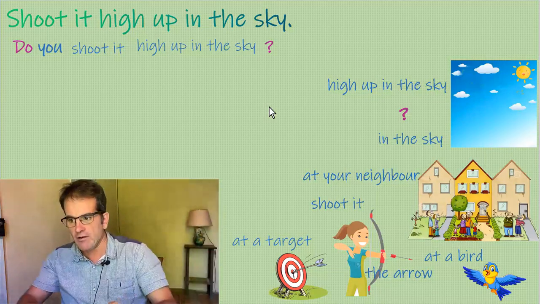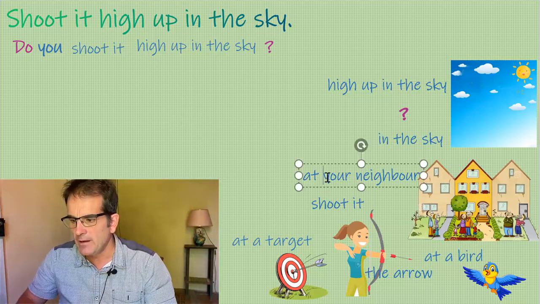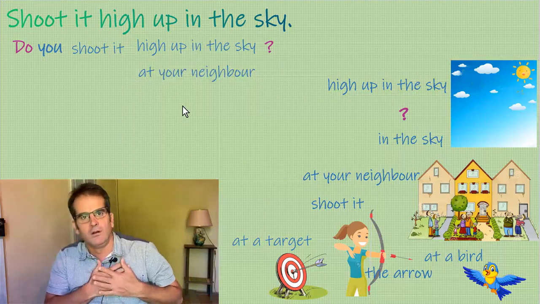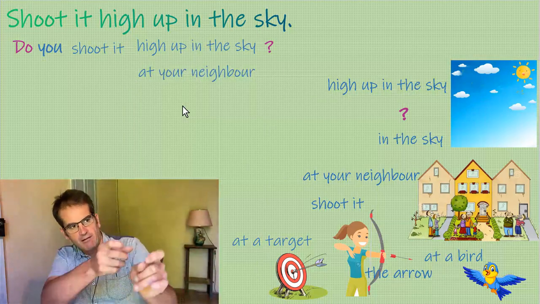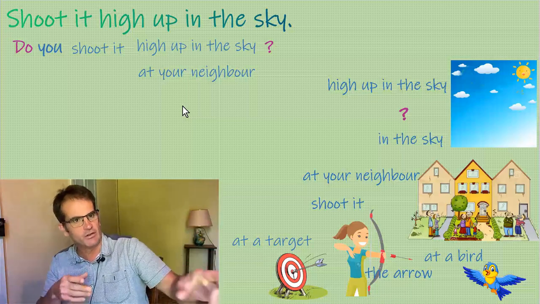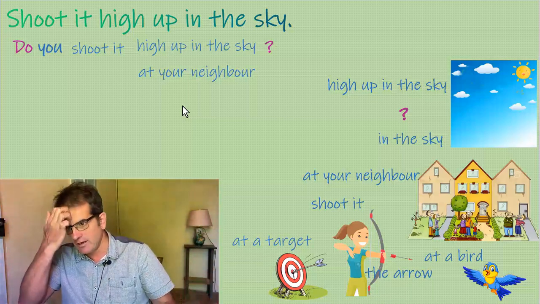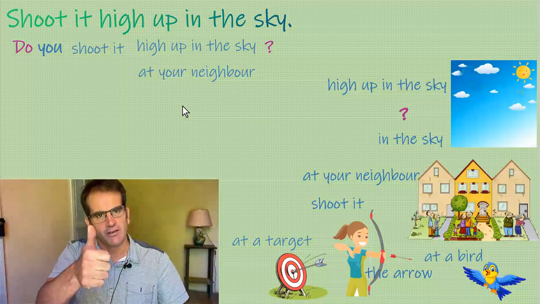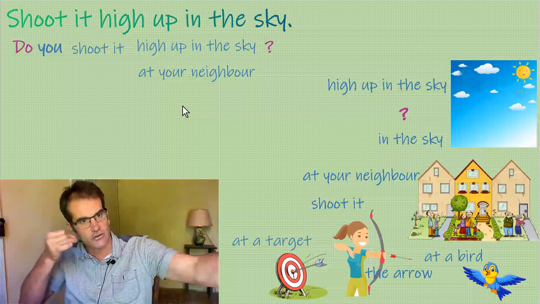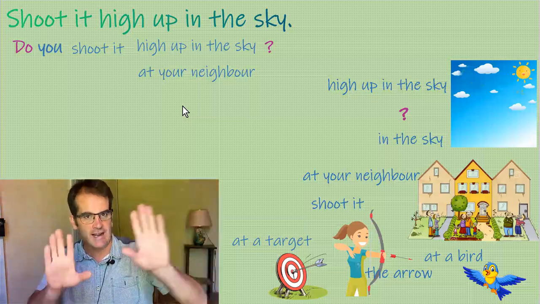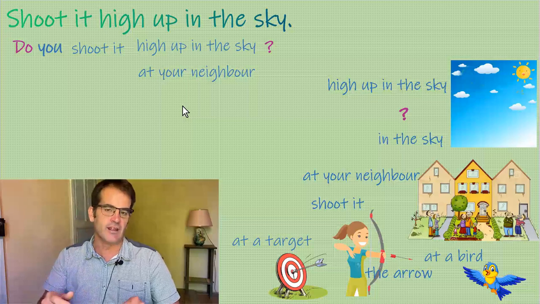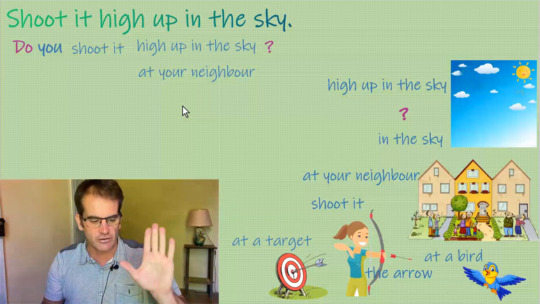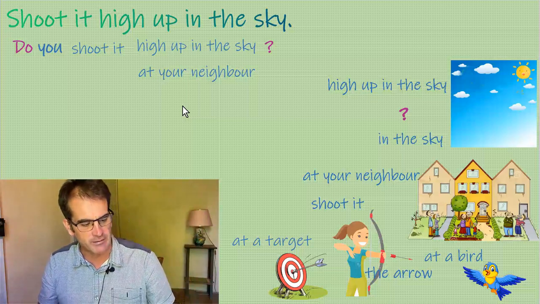Do you shoot the arrow at your neighbor? Maybe you don't like your neighbor. Do you shoot the arrow at your neighbor? No, you don't. You're Robin Hood. You're nice. You don't shoot the arrow at your neighbor. No. Then the police will come and they will arrest you. So no. You don't shoot the arrow at your neighbor.